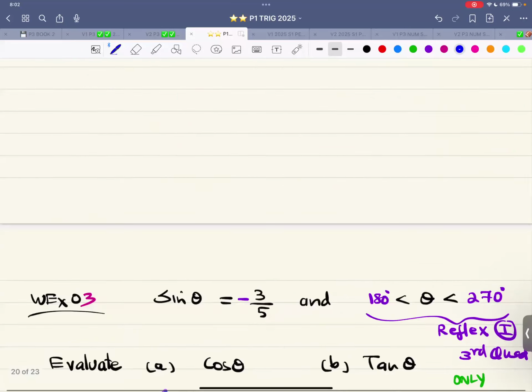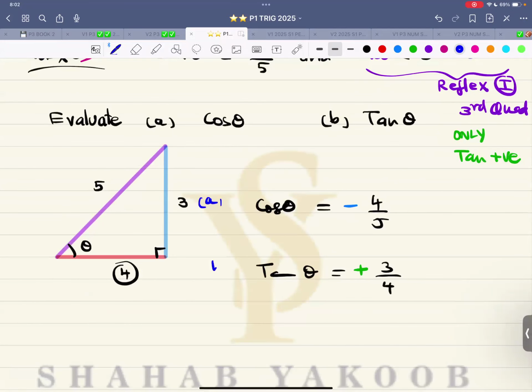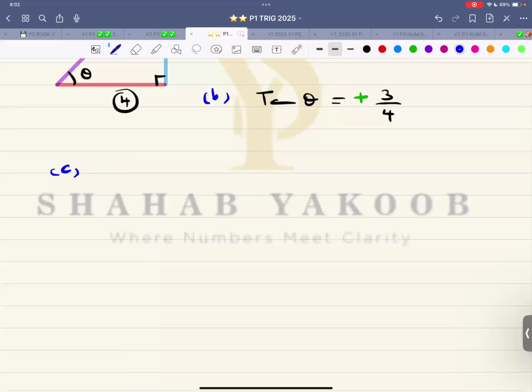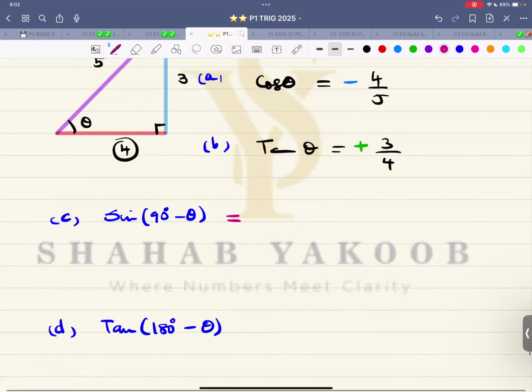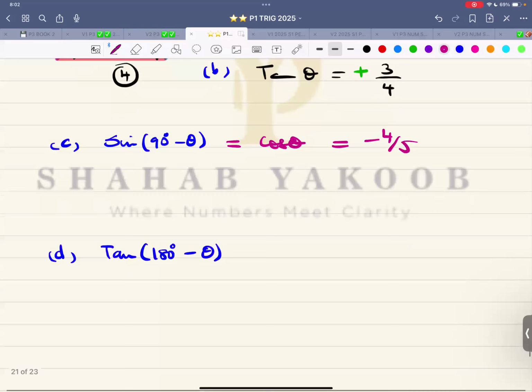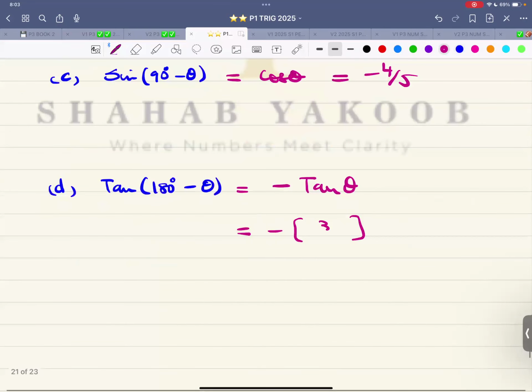Over here, there's no space. So let me go over here. So this is part A, this is part B. Let me write part C. That is sine of 90 minus theta. Or for that matter, part D, tangent of 180 minus theta. So sine of 90 minus theta, what is the rule? First write that. That is cos theta, which is minus 4/5. Tangent of 180 minus theta is negative tan theta. That is negative. What is tan theta? That is 3/4. So therefore, this is negative 3/4, and then you can write the answer.